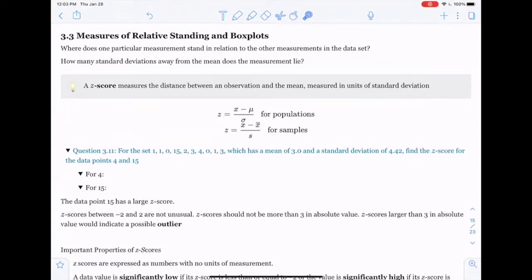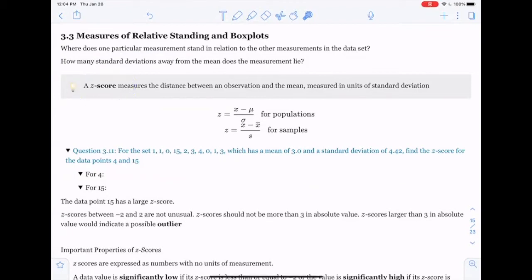But really what we're going to talk about today is how we can talk about where an individual piece of data falls within that set. And the way we actually measure that is by measuring the number of standard deviations away from the mean that a measurement lies. That's the best way we have to measure what we call the relative standing. And that idea is what we call a z-score.